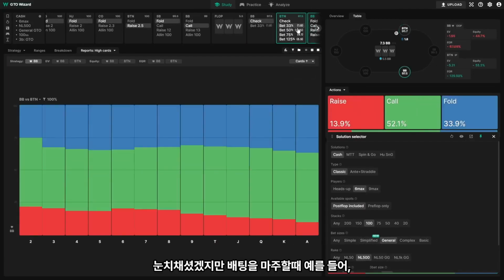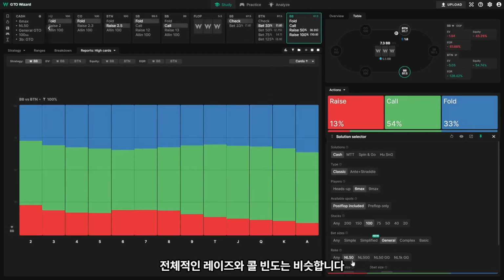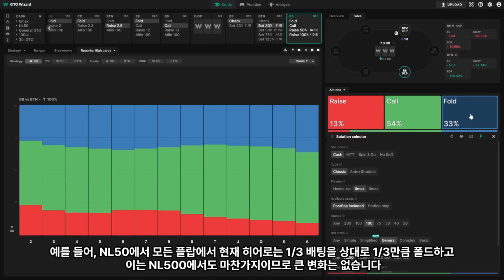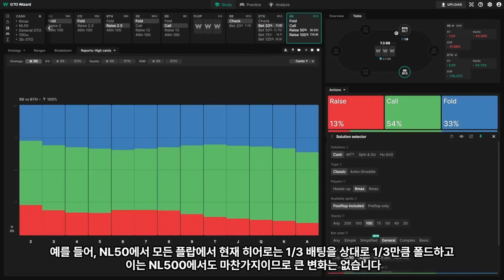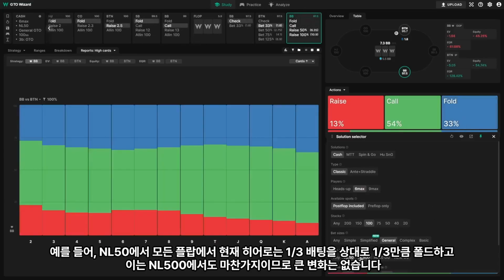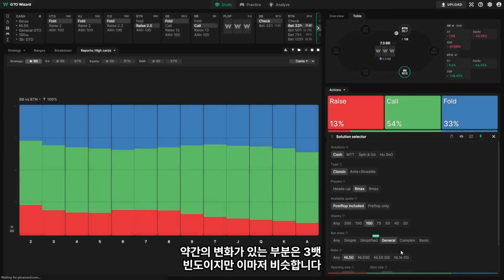And we'll notice that, even facing a bet, for example, the overall raising and calling frequencies are very similar. And this is because the solver will adapt how wide and what type of hands it bets to the rake structure to achieve a new equilibrium. You can notice, for example, across all possible flops, we're folding a third of the time versus a third pot bet at NL 50, and a third of the time facing a third pot bet at NL 500. Really doesn't change too much. The only thing that maybe changes a bit is the free betting frequency, and even then, it's very close.